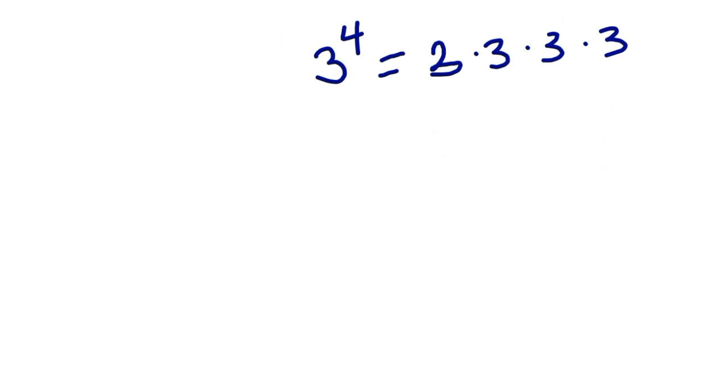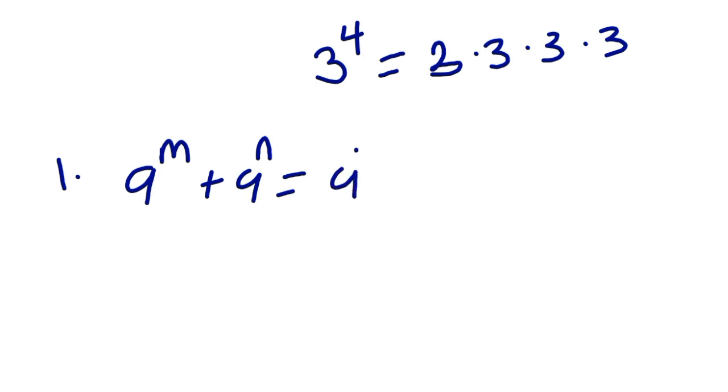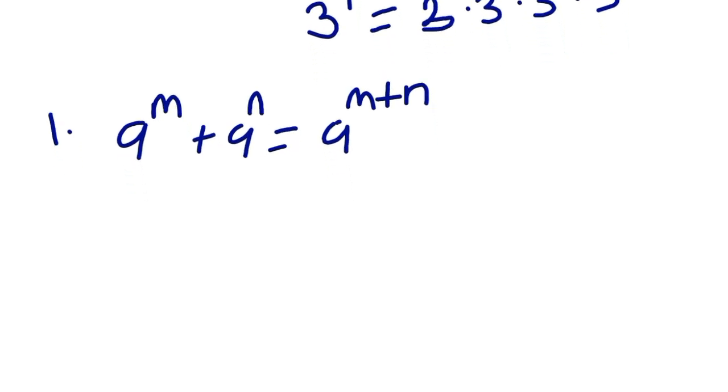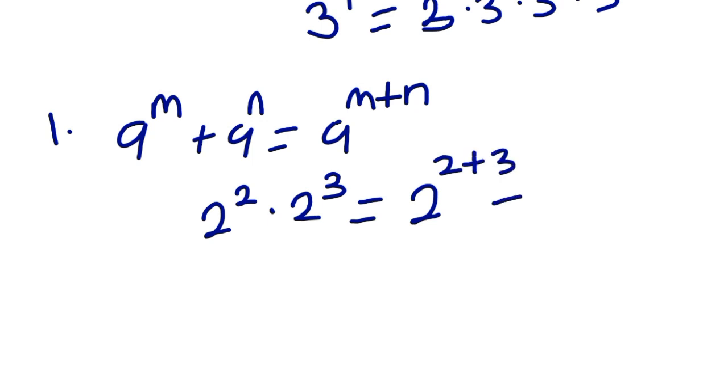Now for the first law, the first one says that when you have a raised to the power of m multiplied by a raised to the power of n is equal to a raised to the power of m plus n. Now let's take for example 2 raised to the power of 2 multiplied by 2 raised to the power of 3, which is equal to 2 raised to the power of 2 plus 3, which is equal to 2 raised to the power of 5.